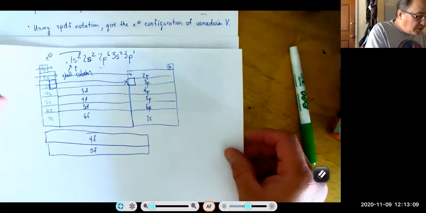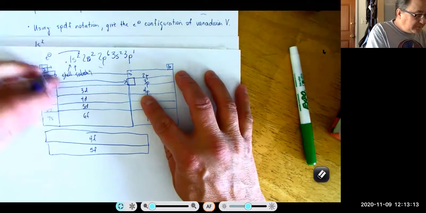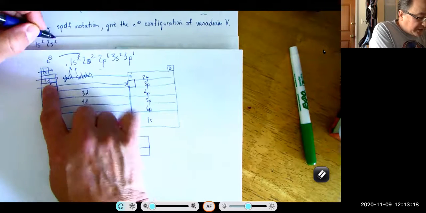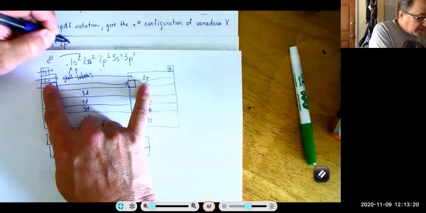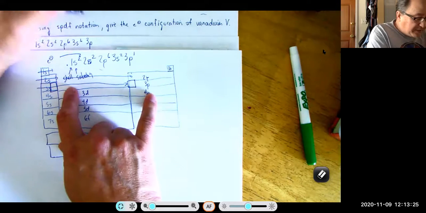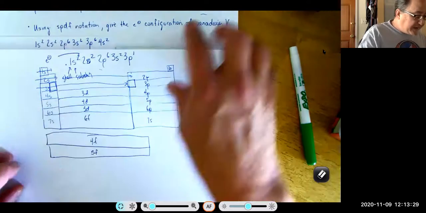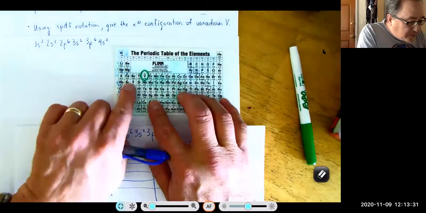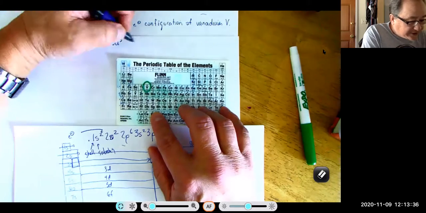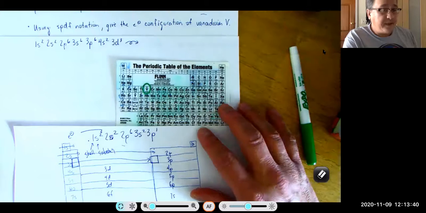So if we look at the filling order, we start at 1s, 1s2, and then we go to 2s, 2s2, then we go to 2p, 2p6, then we go to 3s, 3s2, then we go to 3p, 3p6, then we go to 4s, 4s2. And if we look at vanadium, it's there in 3d, 1, 2, 3. It's the third one over, so 3d3. And this is mostly correct, but partially wrong.